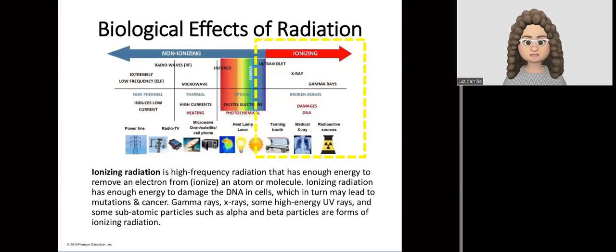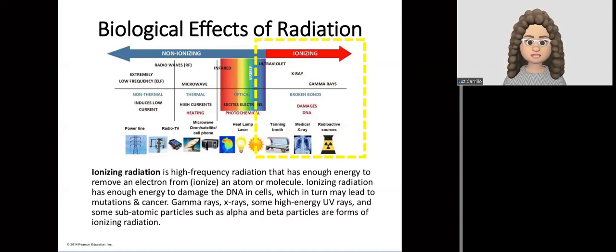Ionizing radiation is defined as high-frequency radiation that has enough energy to remove an electron from an atom or a molecule. Upon this electron removal, the atom or molecule is going to become charged. It is known that ionizing radiation has enough energy to damage important biomolecules like DNA. The reason why DNA is so important is because it's the way that information is stored in human cells and many cells that are found in biological systems.